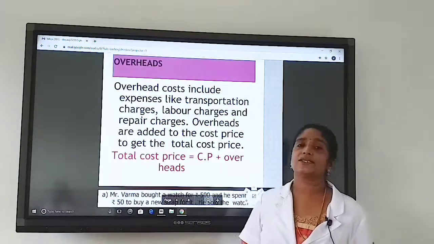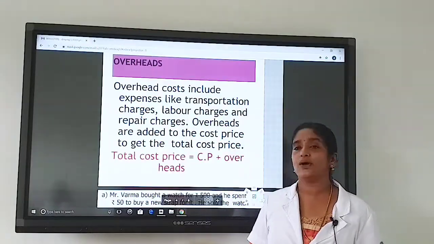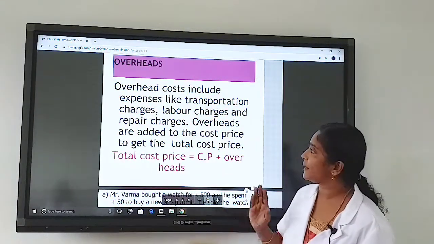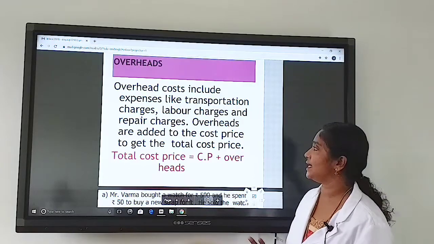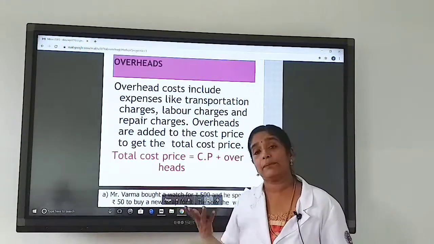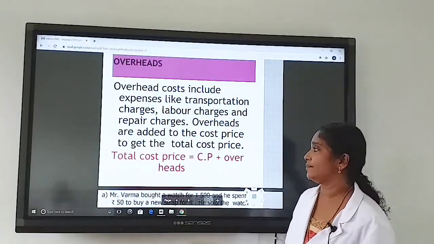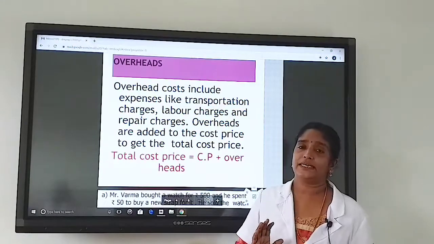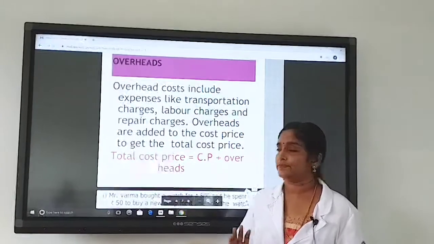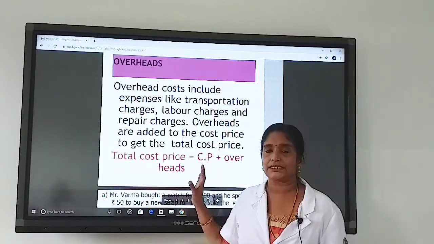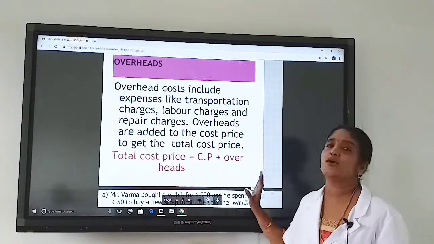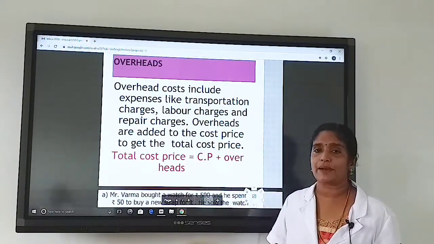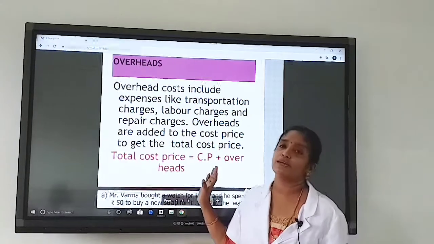Next we can discuss overheads. What is meant by overheads? Overhead costs include expenses like transportation charges, labor charges, repairing charges, etc. These overhead charges we add to the cost price, that is the total cost price. So, total cost price means CP plus overhead charges. CP means cost price. So, what is the total cost price? CP plus overhead charges.